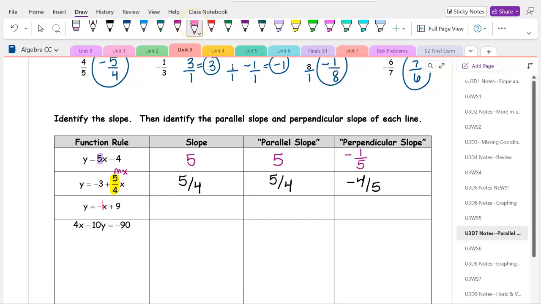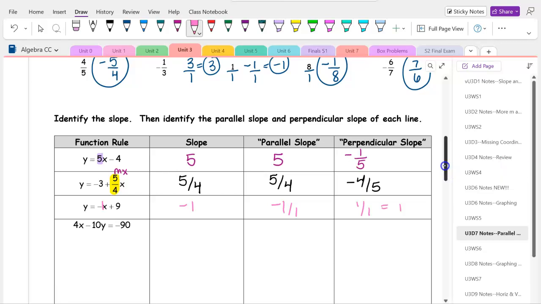All right, this next one, our slope is a -1, which means our parallel slope has to be the same. But remember, this is like a 1/1. So when we flip it, it's still a 1/1, but becomes a positive. So it's actually just 1.